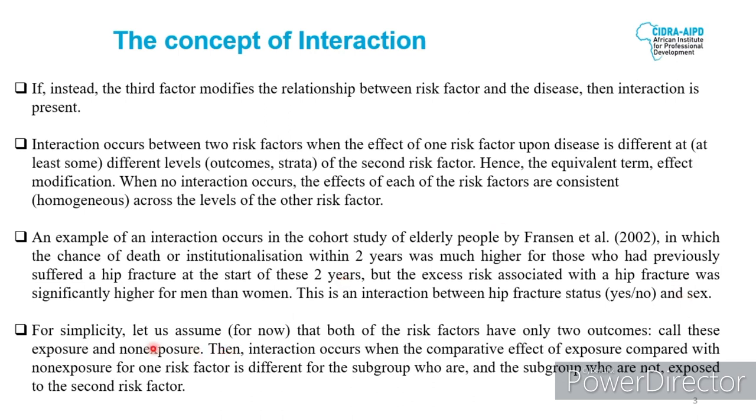For simplicity, let us assume for now that both of the risk factors have only two outcomes. Call these exposure and non-exposure. Then interaction occurs when the comparative effect of exposure compared with non-exposure for one risk factor is different for the subgroup who are and the subgroup who are not exposed to the second risk factor. If things are still a little unclear, let me explain this concept with some fun pictures.